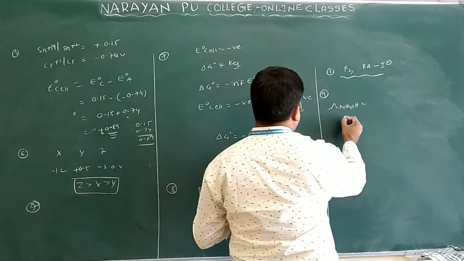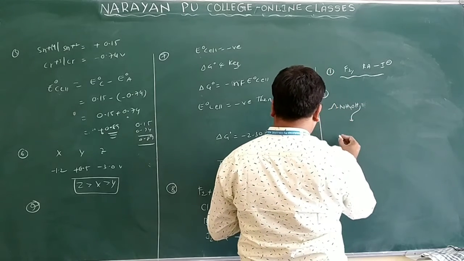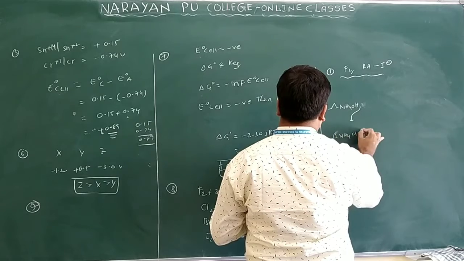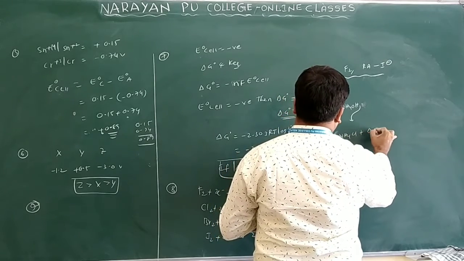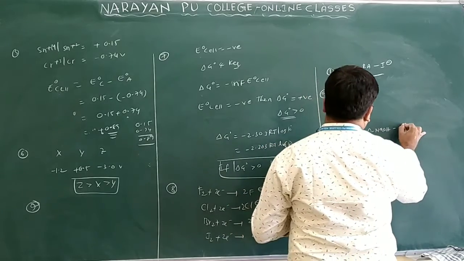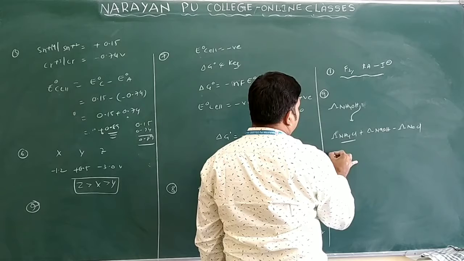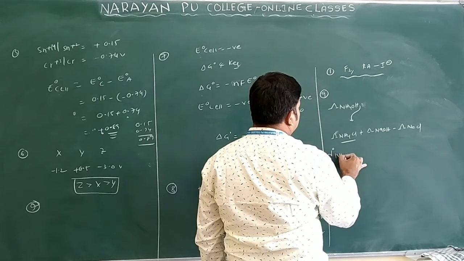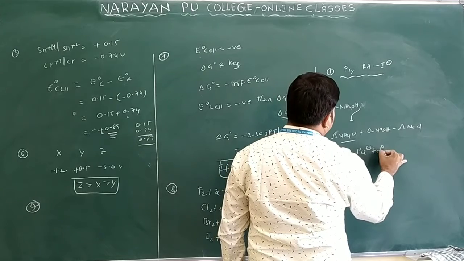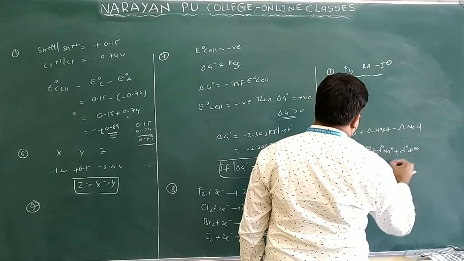The limiting molar conductivity of NH4OH. I write that is equal to the limiting molar conductivity of NH4Cl plus molar conductivity of NaOH minus molar conductivity of NaCl. If you write this one, what will you get? You will get lambda naught NH4 plus and lambda naught Cl minus. This is lambda naught Na plus. This is lambda naught OH minus.